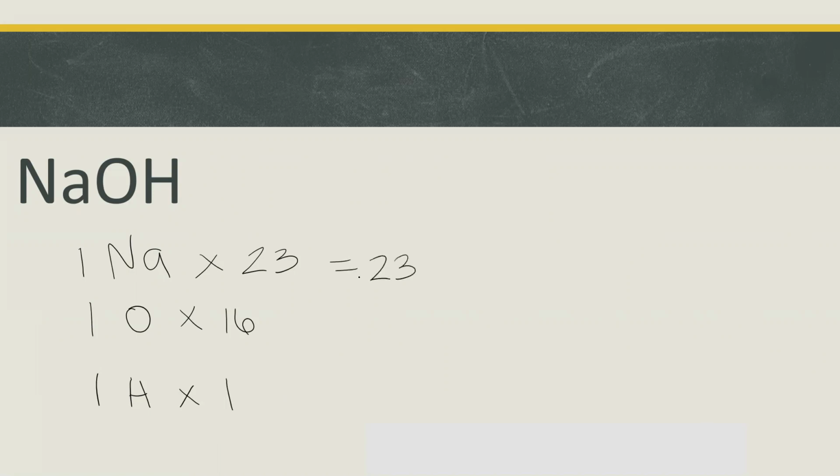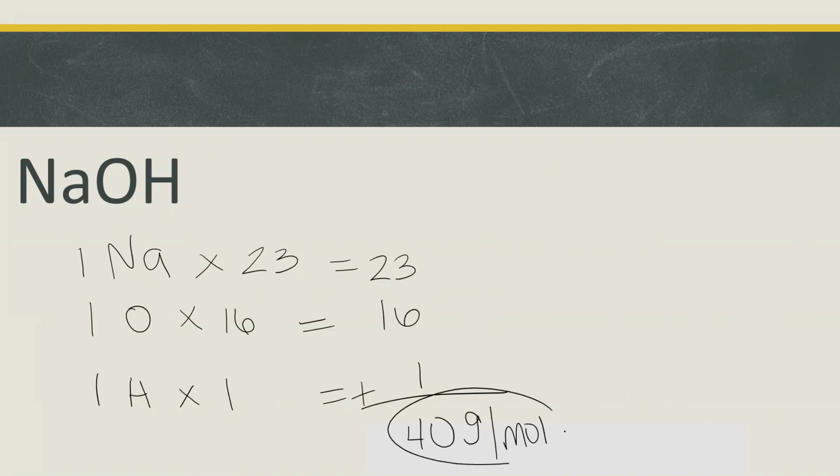So 23 times 1 is 23. 16 times 1 is 16. And 1 times 1 is 1. Add those all together to get the total sum of all the masses. 23 plus 16 plus 1. I get that the molar mass of NaOH, sodium hydroxide, is about 40 grams over moles. If you got something a little tiny bit different, that's fine.